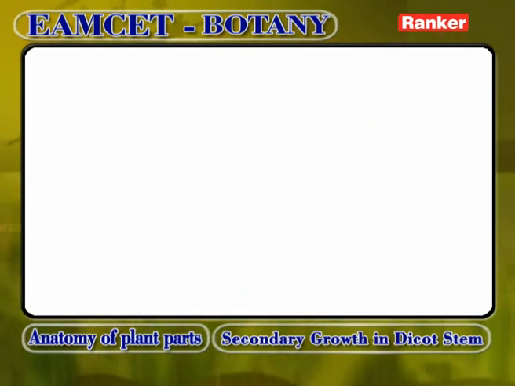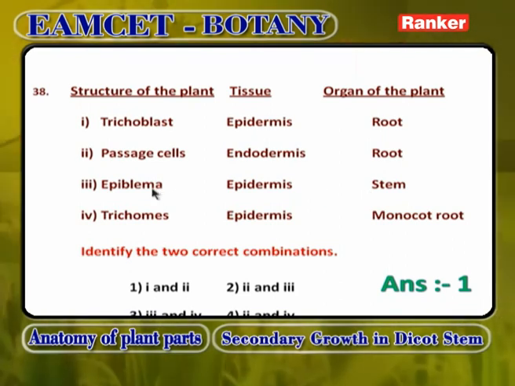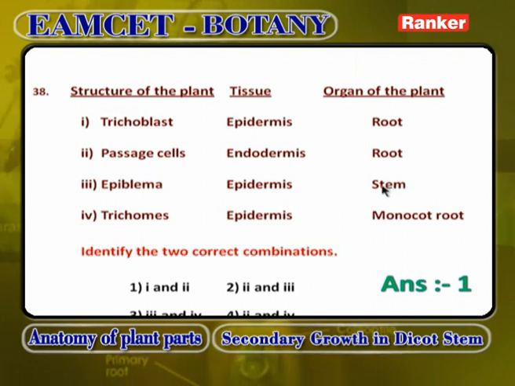Now, this is a 3-column matching: structure of plant, tissue, organ of the plant. Trichoblast, epidermis, root. Correct. Trichoblast in the epidermis gives rise to root hair. Passage cells, endodermis, root. Correct. Epiblemma, epidermis, stem. Wrong. Epiblemma is the other name of epidermis with root hair. It is not present in stem, it is present in roots. Trichomes, epidermis, monocot root. Monocot root shows only root hair. Monocot roots do not give trichomes. So trichomes, epidermis, monocot root is wrong. So correct is 1 and 2.